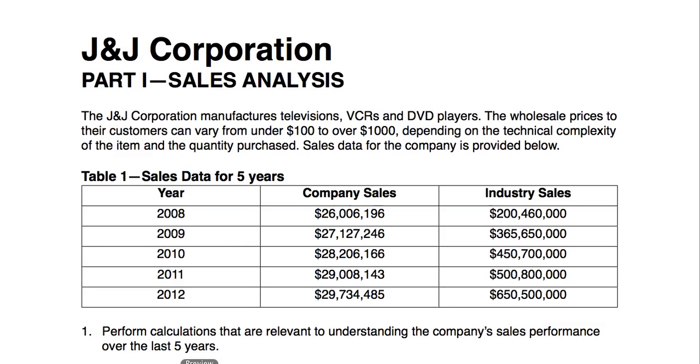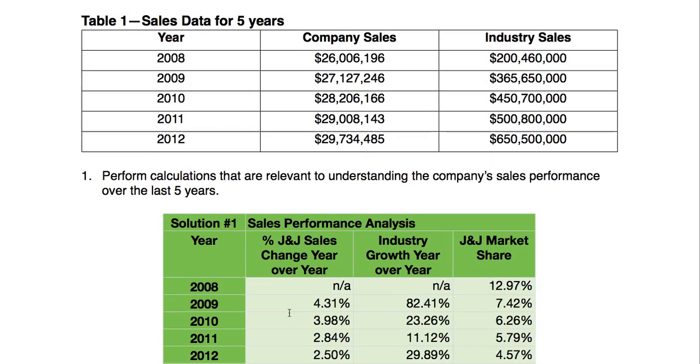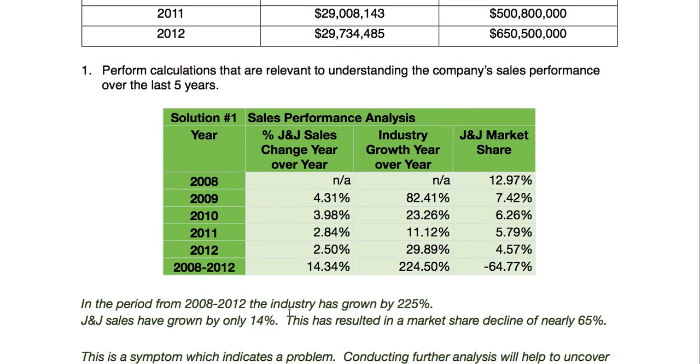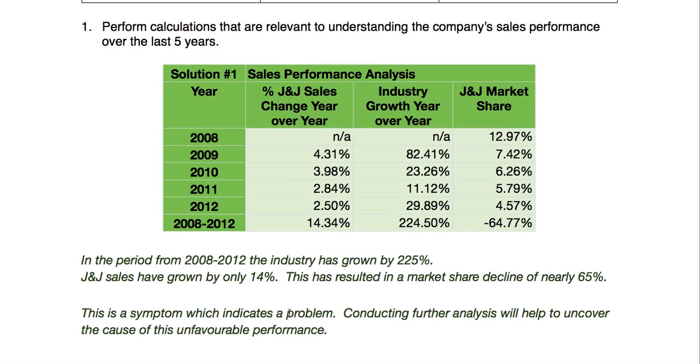So if we go back to the question, that table has been inserted as part of the answer as well as a conclusion. What's important here is that the information that you've calculated describes what's happened but doesn't say why. We have to do further analysis in order to find out what's going on. This is a symptom of a problem. Now we need to find out what the problem is.